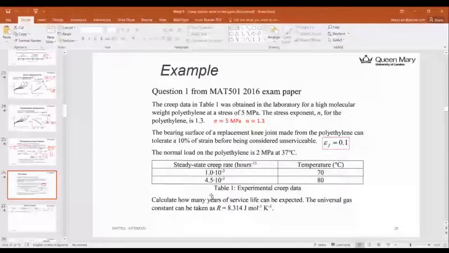So, like I said here, we apply a stress of 5 megapascal, and the stress exponent N here for polyethylene is 1.3. It's very low. Oh, what's happened? Oh, you can see that. I think it automatically switched off. Let me just share my screen again. Okay, now you can see it. Good.